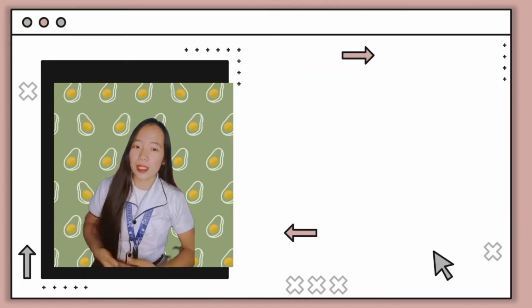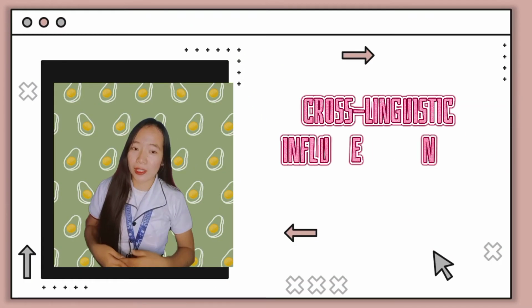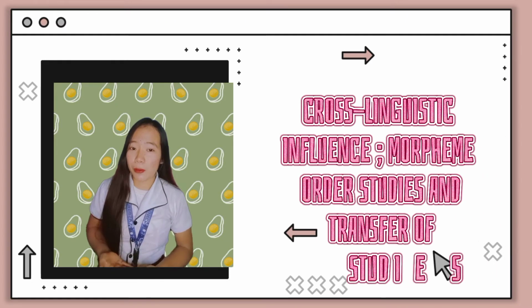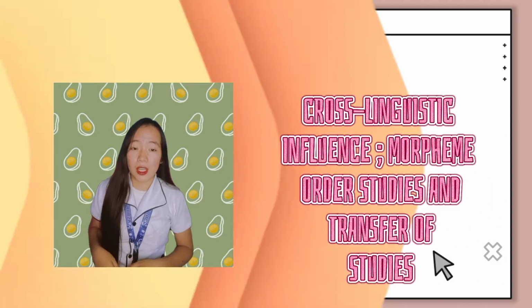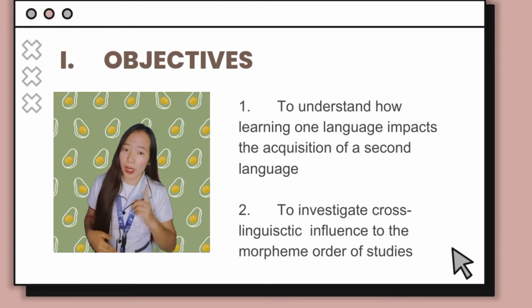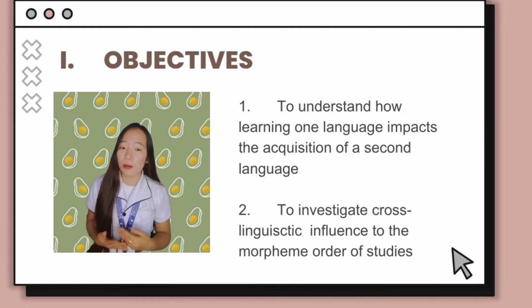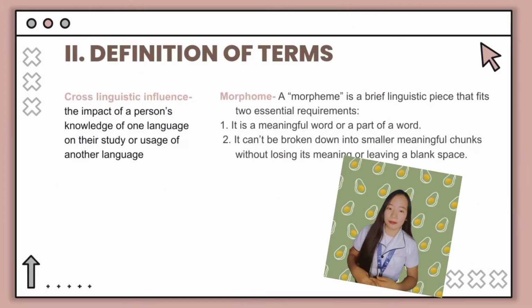For today's video, I will discuss cross-linguistic influence, morpheme order, and transfer studies. Objectives: Number 1, to understand how learning one language impacts the acquisition of a second language. Number 2, to investigate cross-linguistic influence on the morpheme order of studies.